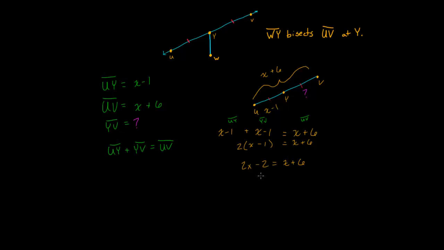Now let's do our simple arithmetic. I'm going to subtract an x from both sides. That's going to give us x minus 2 equals 6. Add 2 to both sides. x is now equal to 8.